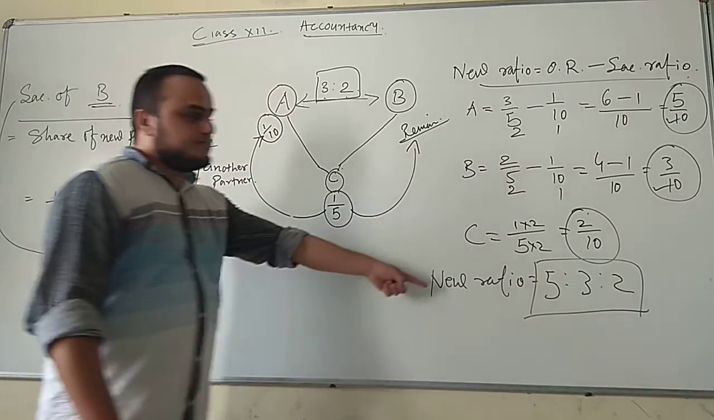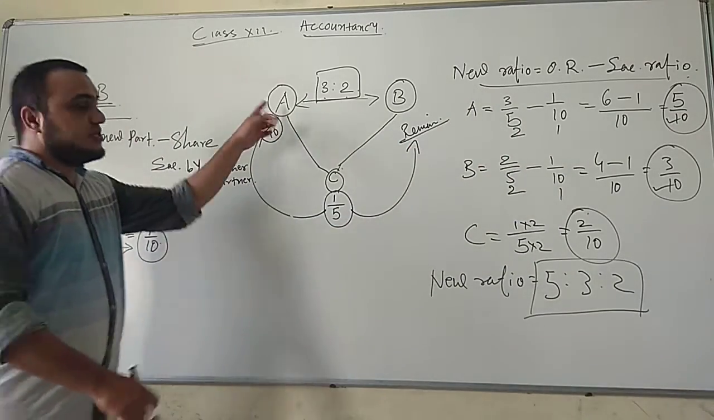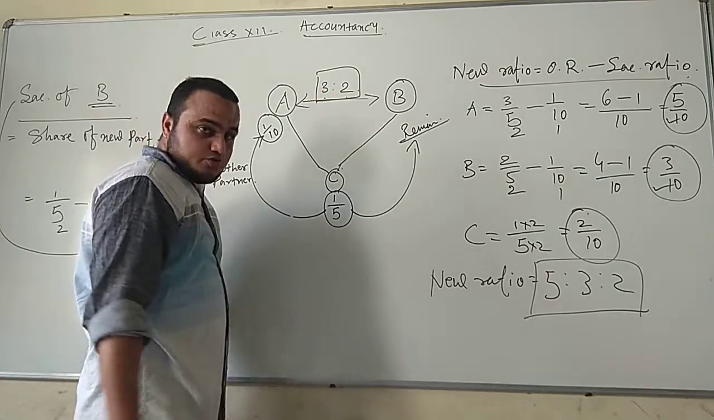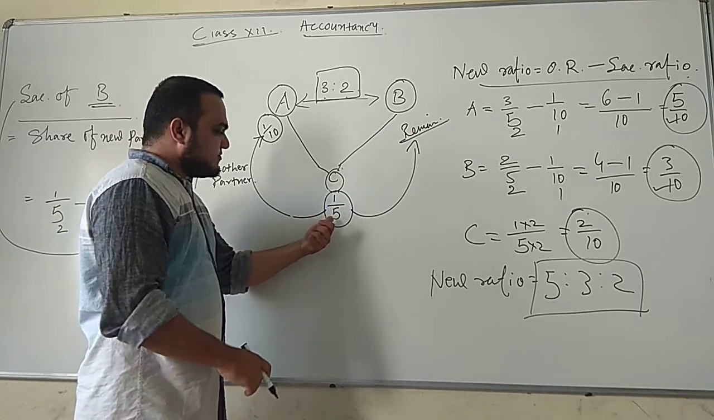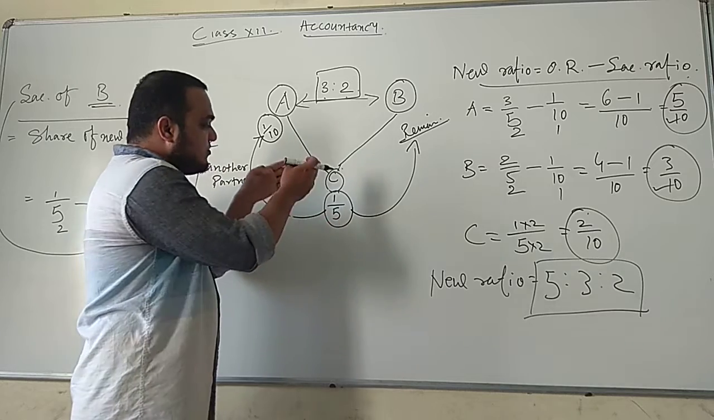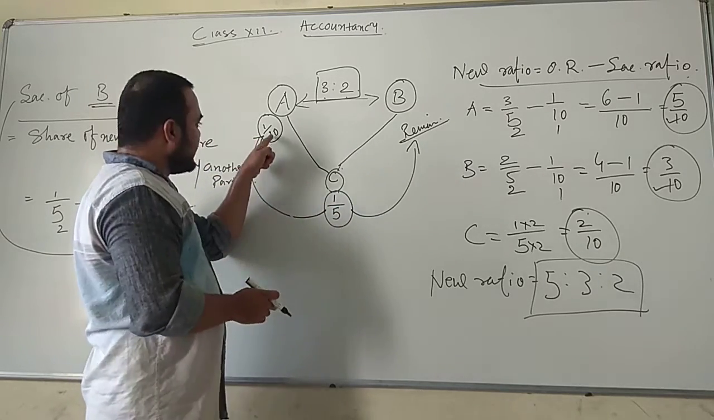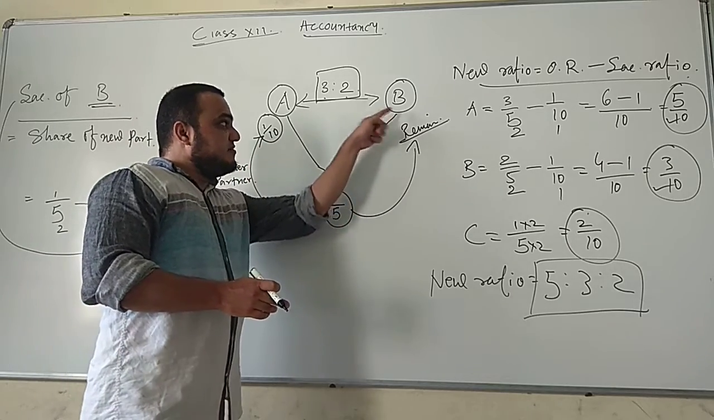This is the answer. Now the question again, I am repeating. A and B are partners. Ratio is 3:2. C is admitted. The share of C is 1/5. And from C's share, A will give 1/10, and the remaining will be given by B.